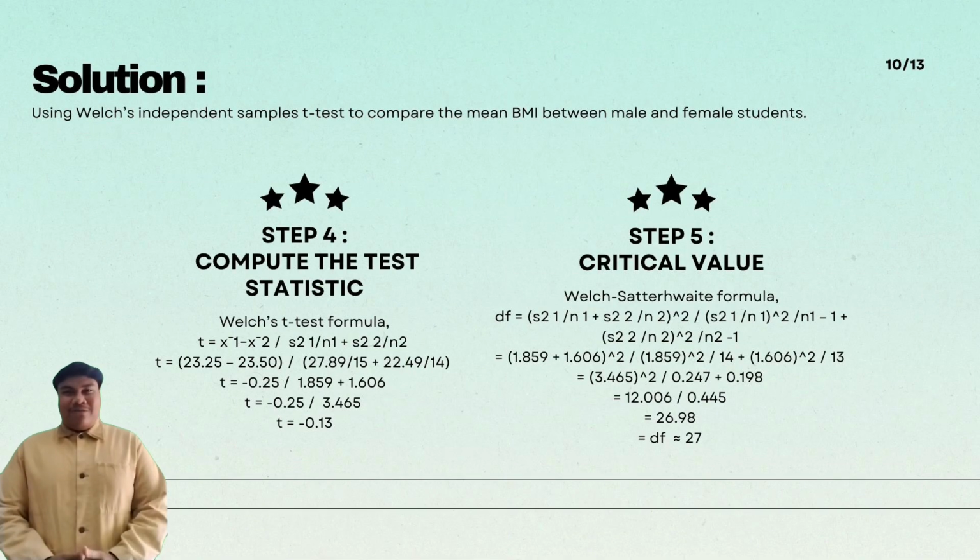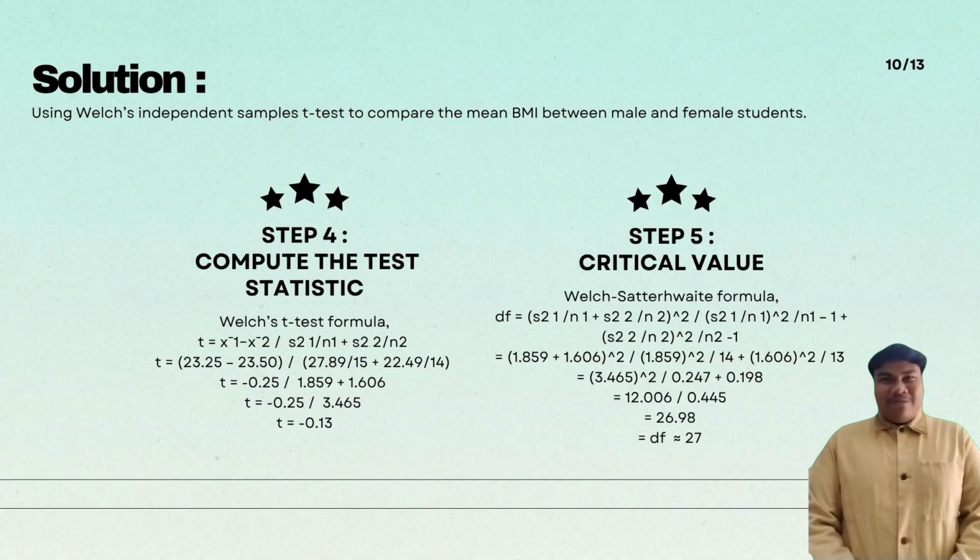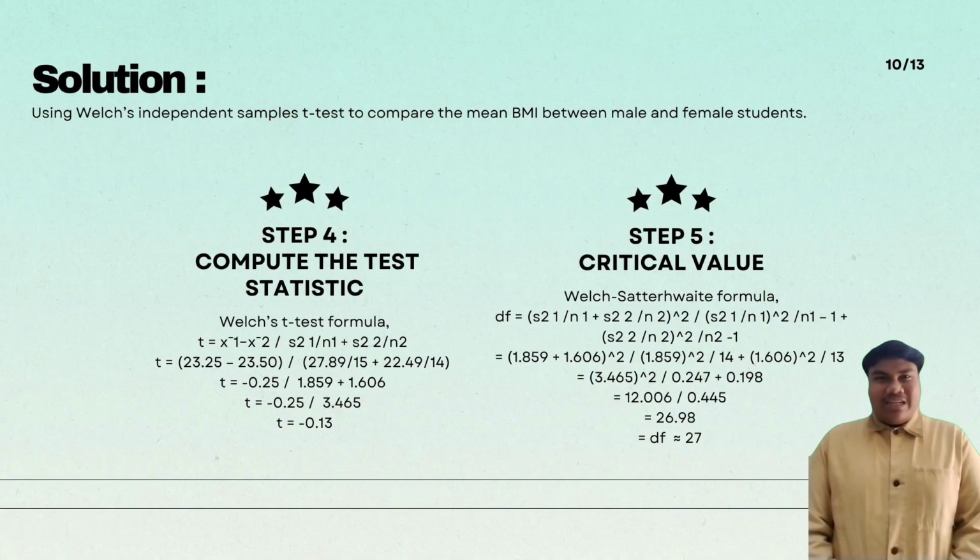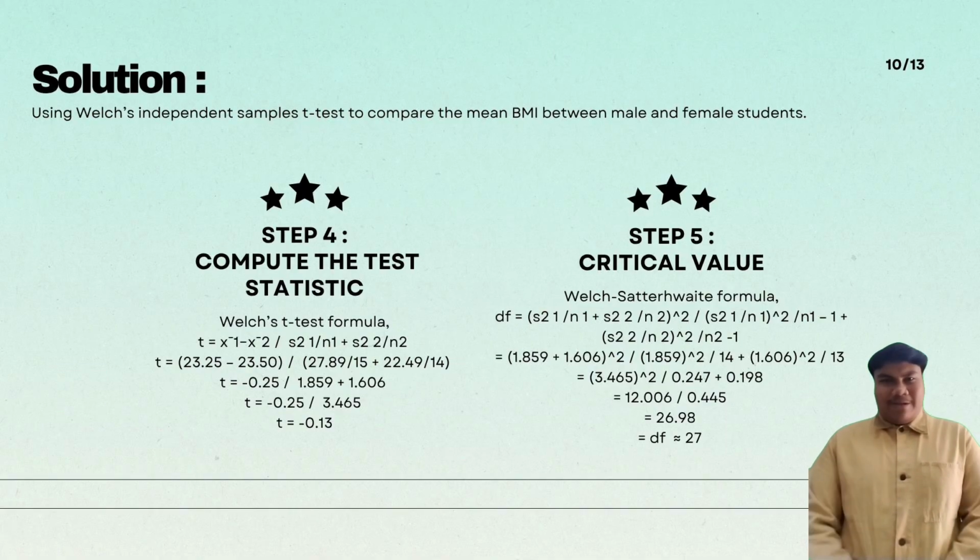After that, we have to calculate the test statistic. We calculate the t-test statistic using the formula. We substitute all the values into the formula. The calculated t-test statistic is negative 0.13. For the next part, we calculate the degrees of freedom using the Welch-Satterthwaite formula. We substitute all the values and the degrees of freedom is approximately 26.